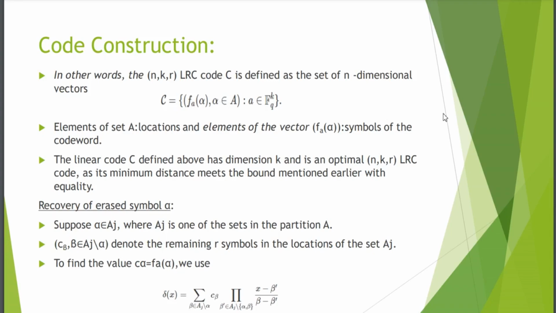The linear code C defined above has dimension k and is an optimal (n, k, r) LRC code, as its minimum distance meets the bound mentioned earlier with equality.